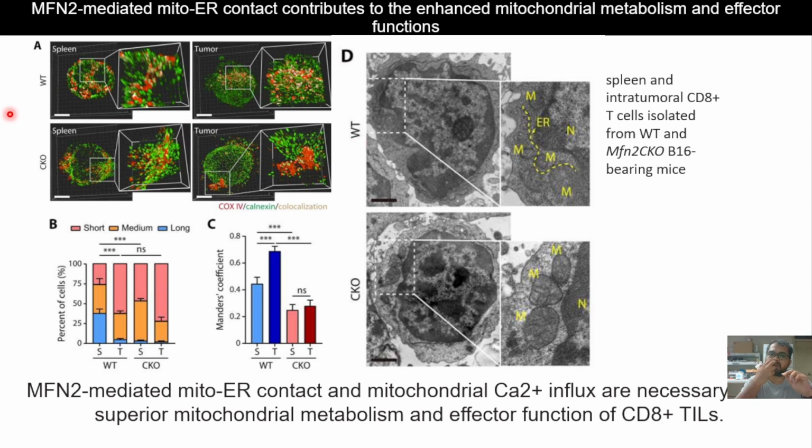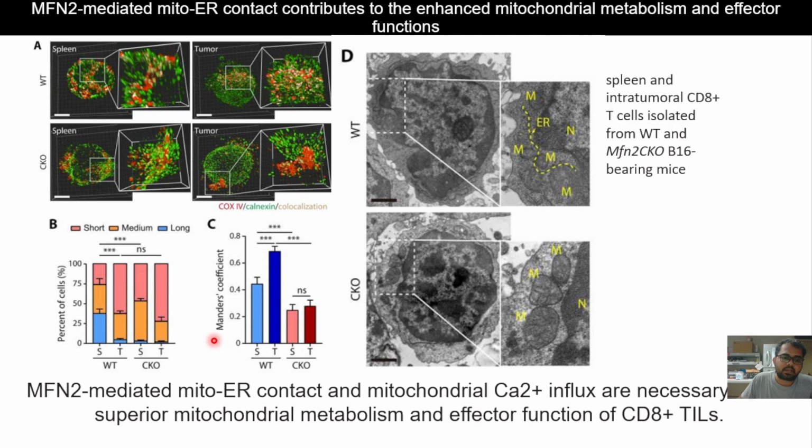Basically MFN2, as we recently talked about in the previous slides, is responsible for the tethering of the mitochondria to the ER. So they tried to figure out what is happening to this ER-mitochondria contact in the tumor and spleen. First they checked the mitochondrial morphologies, and you can see this is spleen, this is tumor, this is wild type, and this is spleen, this is tumor. If you compare the tumor with the tumor, there is not much difference in the mitochondrial morphologies.